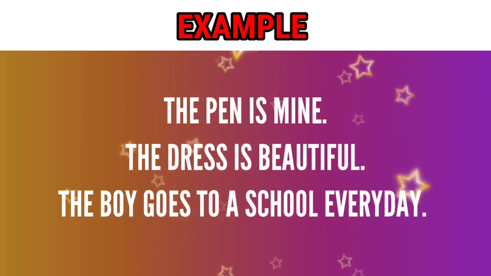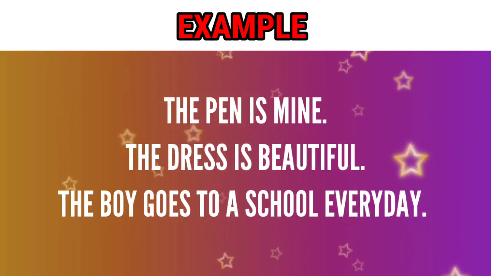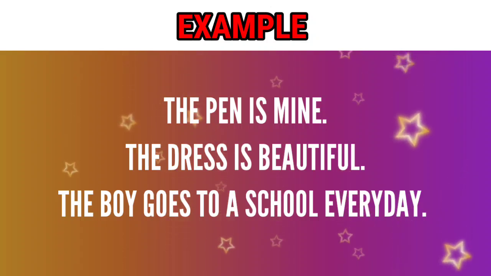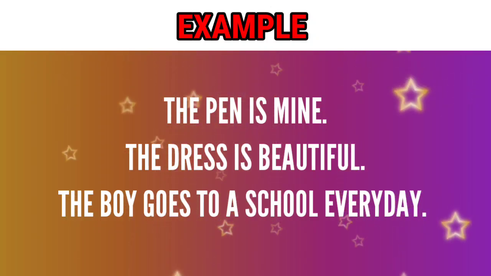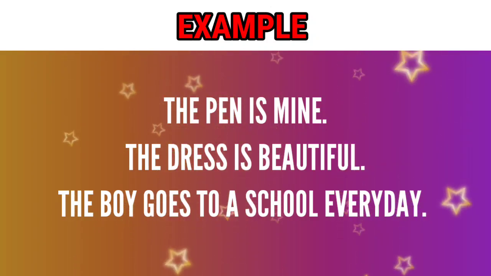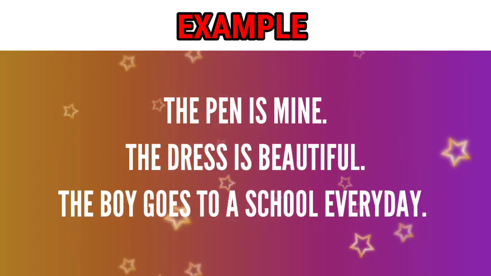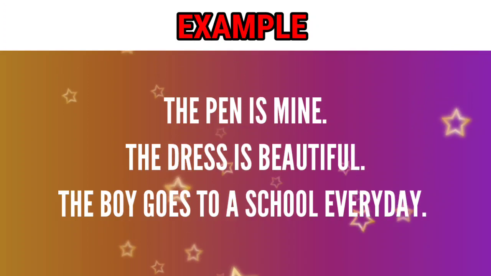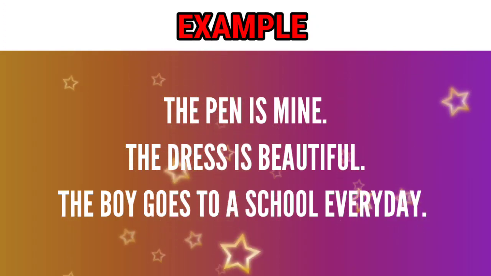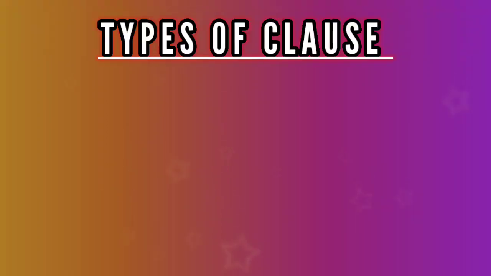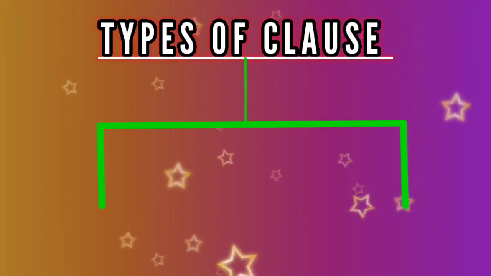Here you can see 3 examples. The pen is mine. The dress is beautiful. The boy goes to a school every day. These 3 sentences are making a meaningful sentence alone, and they are the example of clause. So that is the main thing. What is clause? Now we shall know types of clause.